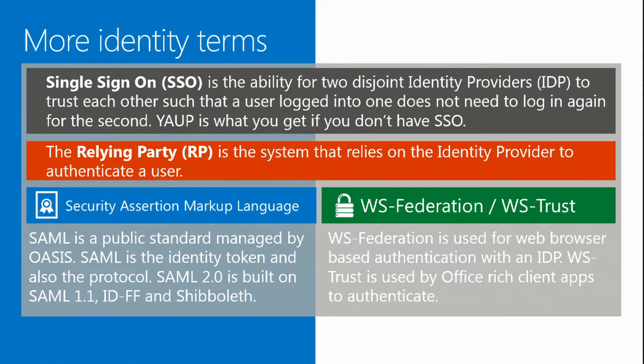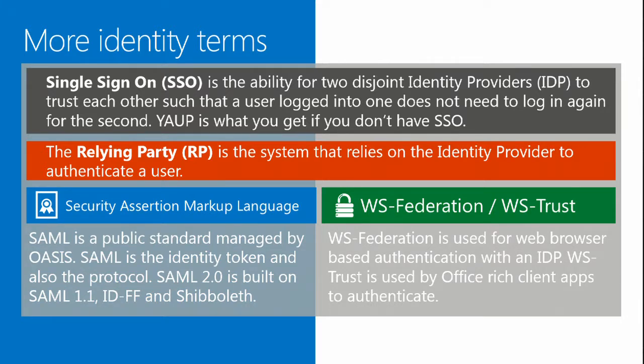Single sign-on is much harder to do when you're outside of your corporate intranet than it is when you're inside. When you're inside your corporate intranet, you have one directory, hopefully. If you're lucky, you have one, at least. And that one directory, if managed right, is very easy to get single sign-on with. So single sign-on is kind of tricky. By the way, Yelp is what you get if you don't have single sign-on.